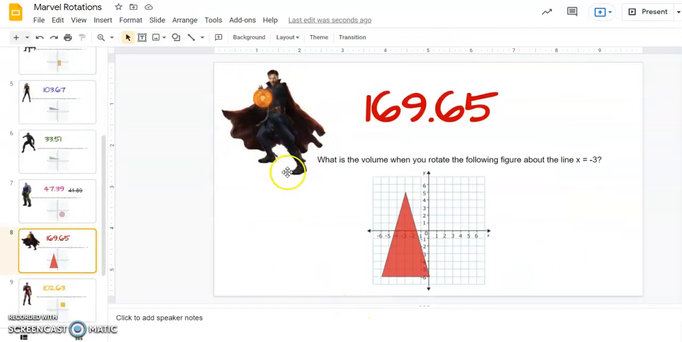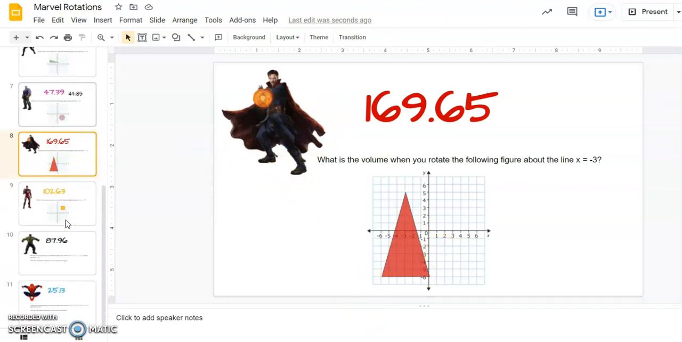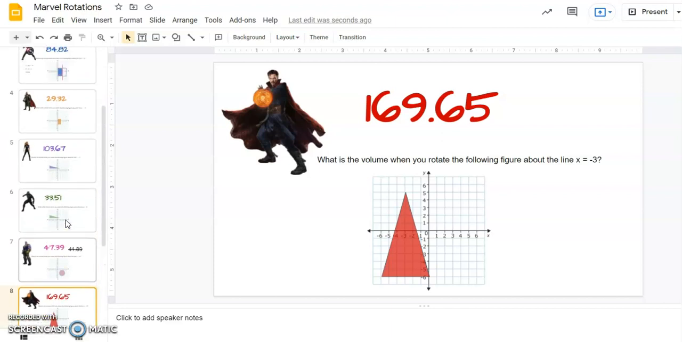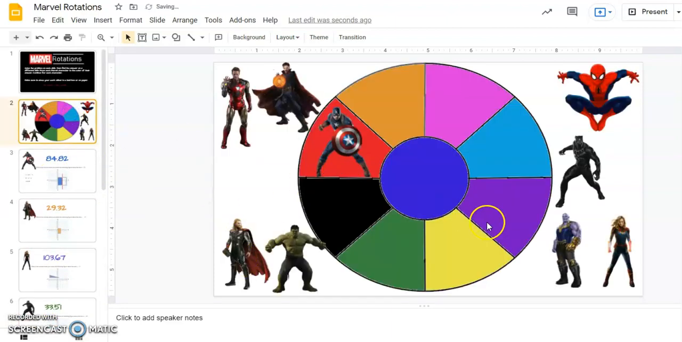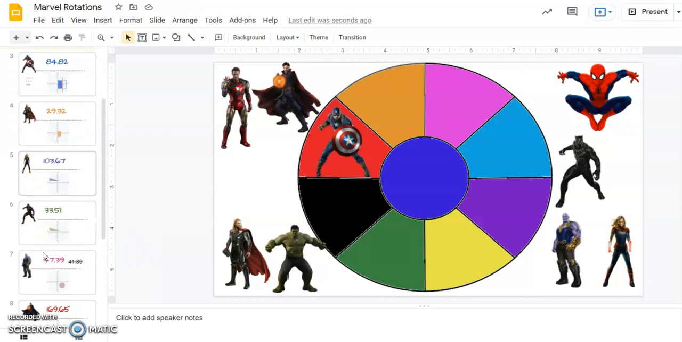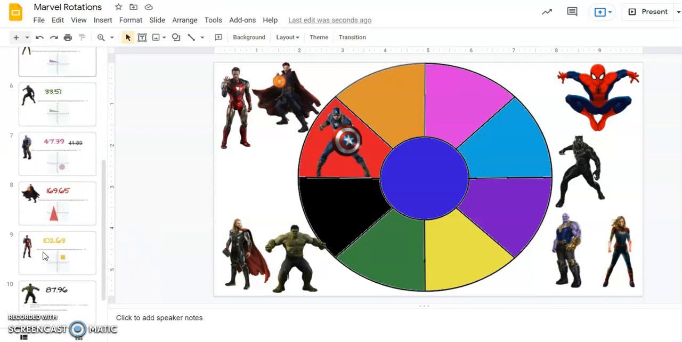I'm going to do the Doctor Strange problem. And then whatever color Doctor Strange's answer is, let's pretend, I don't know if it is, I'm just going to pretend. Let's pretend Doctor Strange's answer was purple. Then I would drag Doctor Strange to purple. I don't know if that's true. Don't do that. Like, actually work the problem out. So you're actually jumping around these slides. You're not going in order.